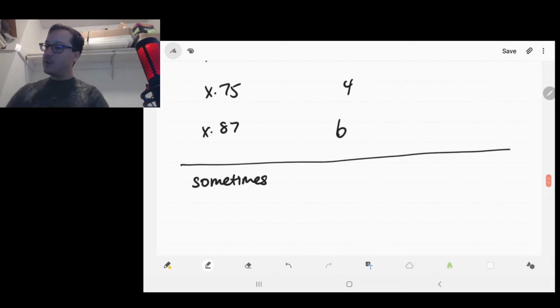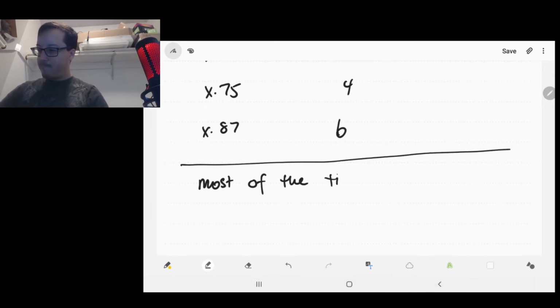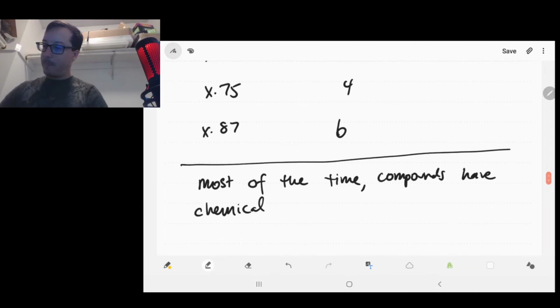Rather, let me change that. Most of the time, we're going to see that most of the time, in reality, compounds have chemical formulas that are not empirical.